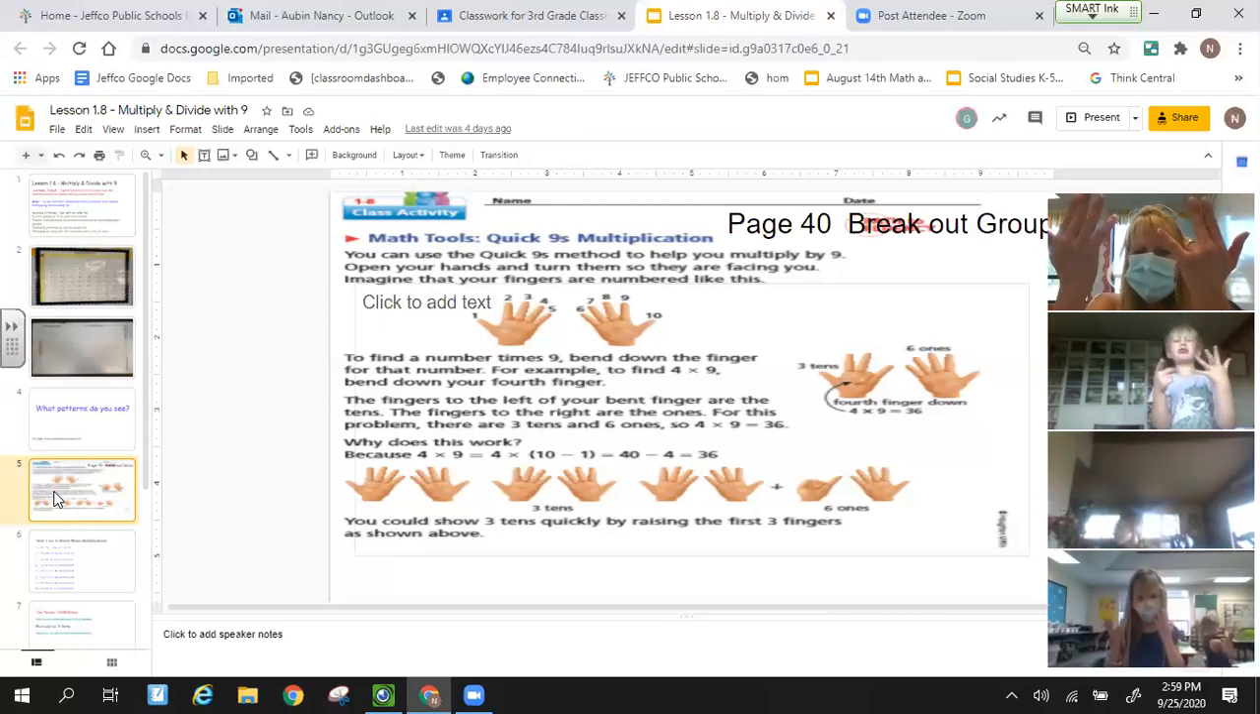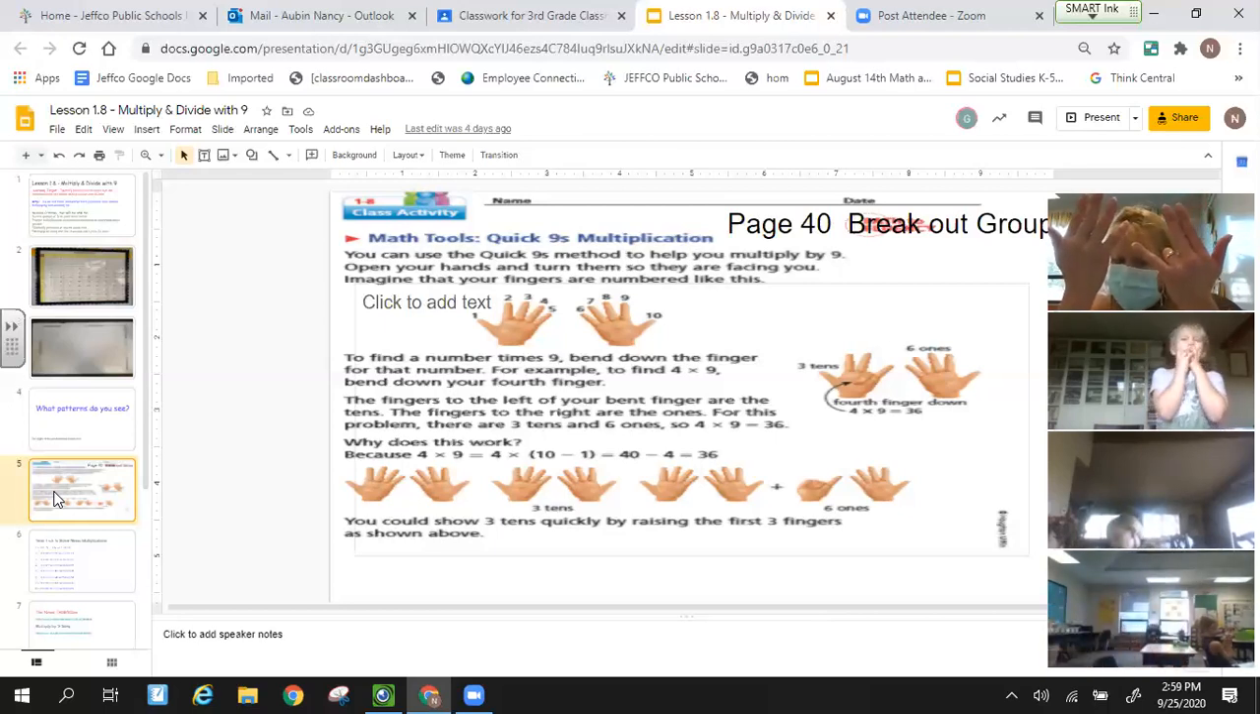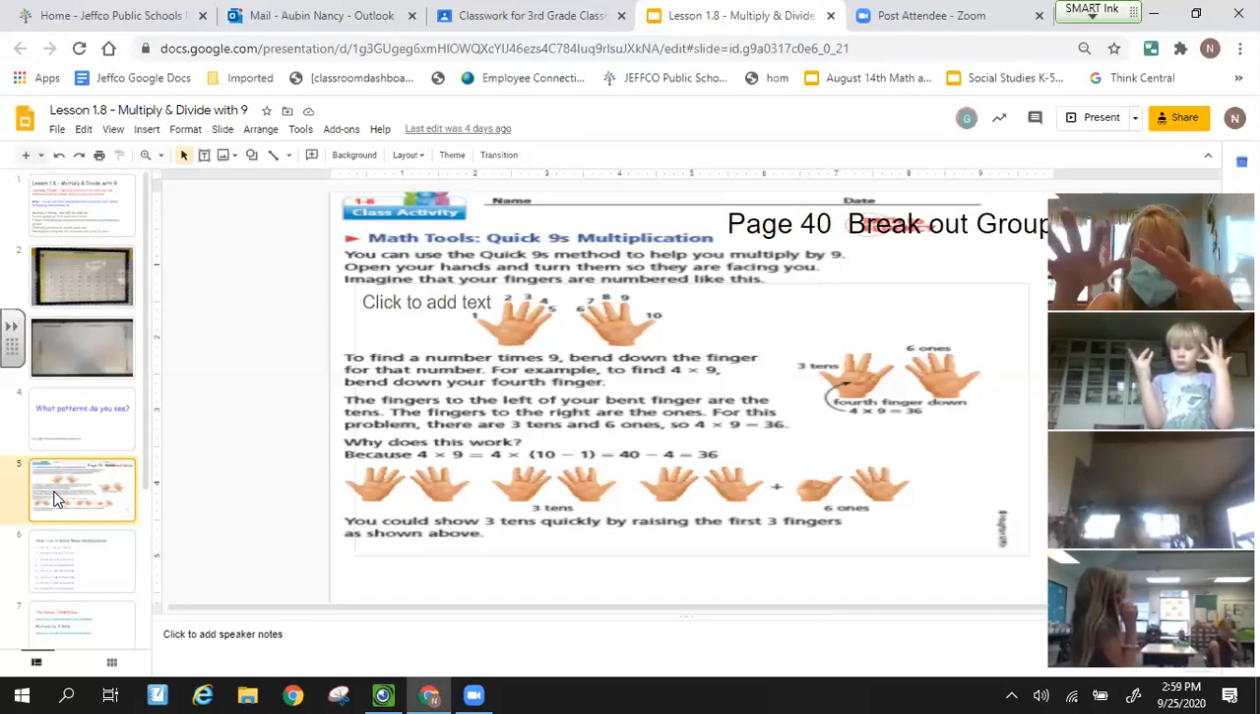Now, this kind of goes with what Paxton was saying. This works because 4 times 9 is really the same thing as saying 4 times 10 minus 1, so 40 minus 4 equals 36. That's a lot. Let's try this again. You could show 3 tens quickly by raising the first 3 fingers and then these 6 fingers, right? Let's shake them out.